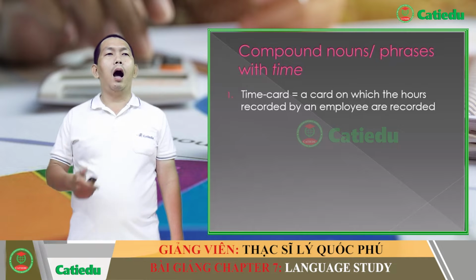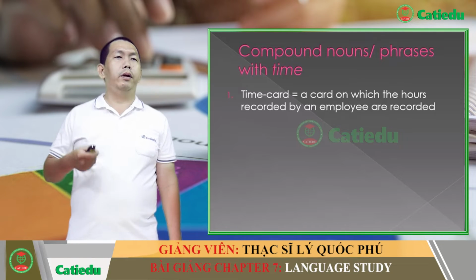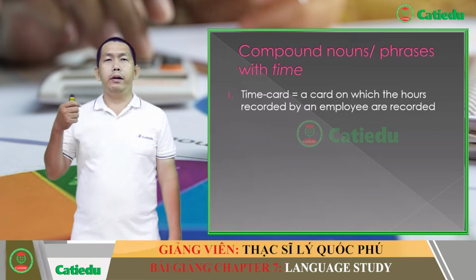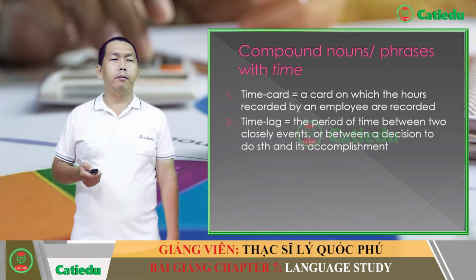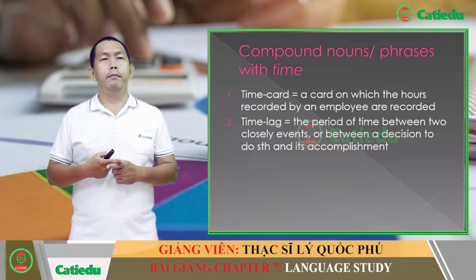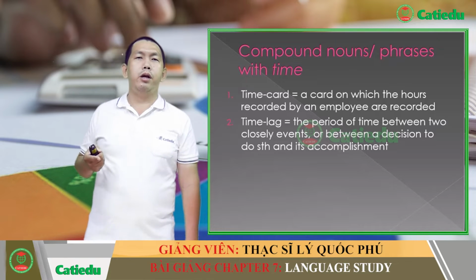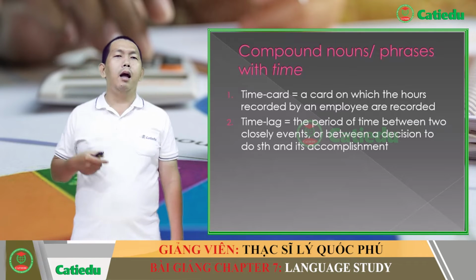First, you have the time card. Time card is a card on which the hours recorded by an employee are recorded. It's a time card. Time lapse is the period of time between two closing events or between a decision to do something and its accomplishment.